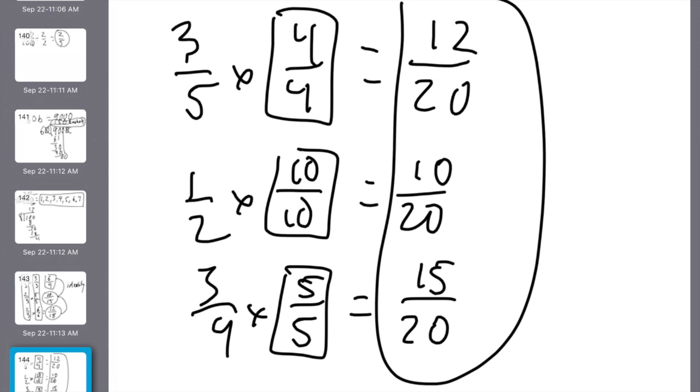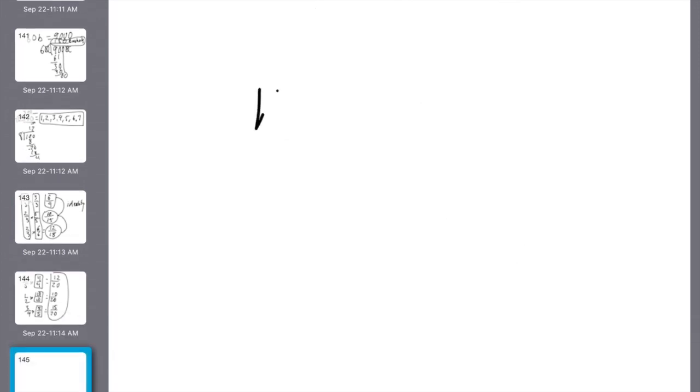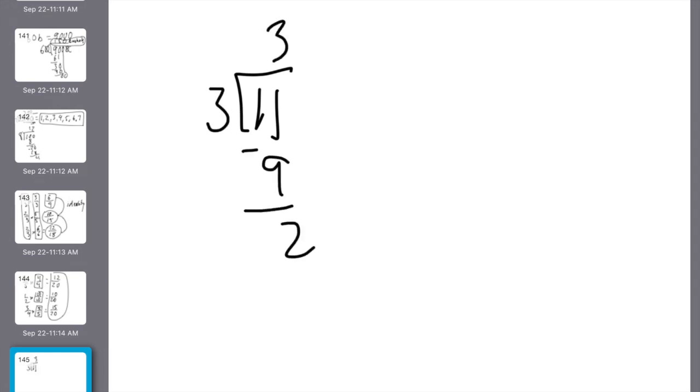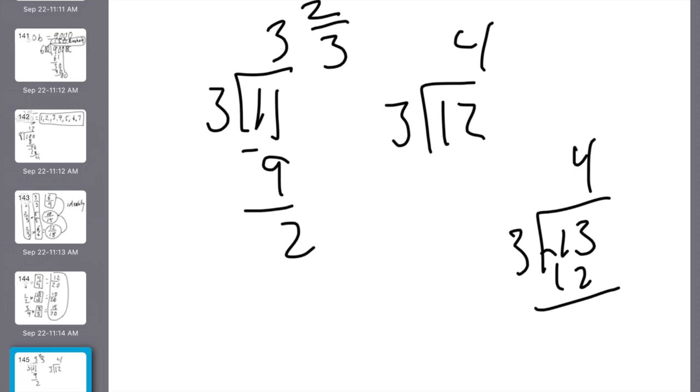Number 12, convert each fraction to either a whole number or a mixed number. So this is top in, bottom out. Goes in there 3 times, 9, subtract 2, 3 2/3. B, 12 divided by 3 is 4. And 3 into 13 is 4. That's 12, that's 1. 4 1/3.